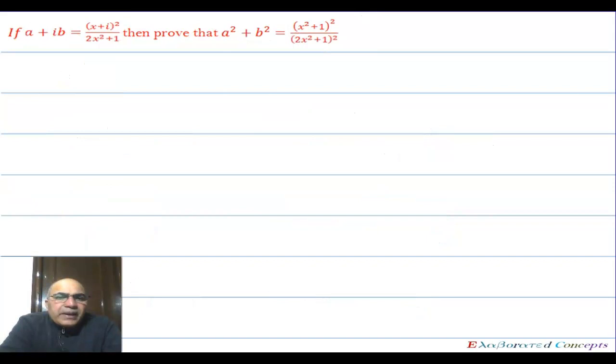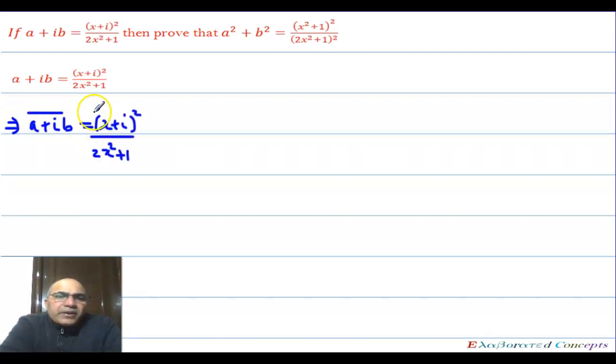We are given a plus iota b equals x plus iota whole square upon 2x square plus 1. Taking conjugate on both sides, we get a plus iota b conjugate equals conjugate of the right side. This implies a minus iota b equals x minus iota whole square upon 2x square plus 1.